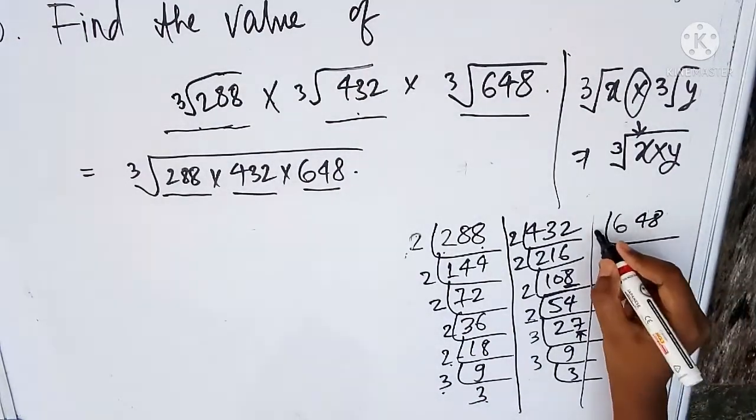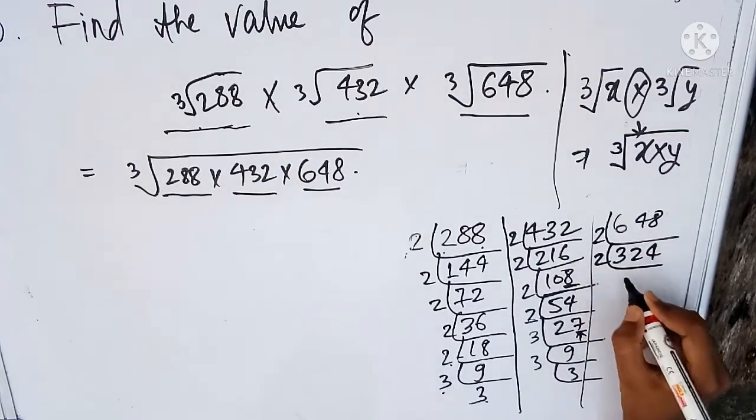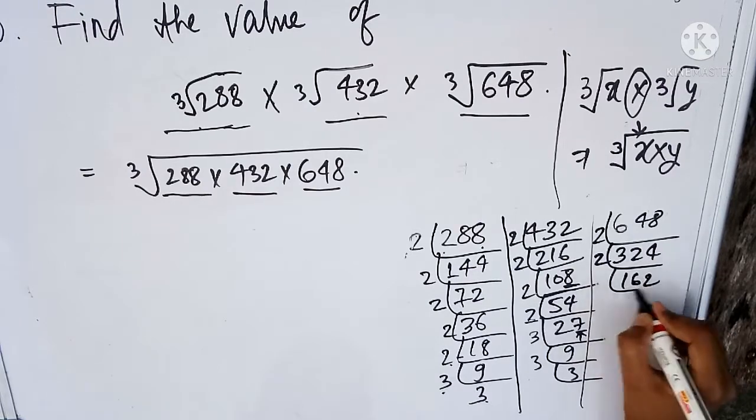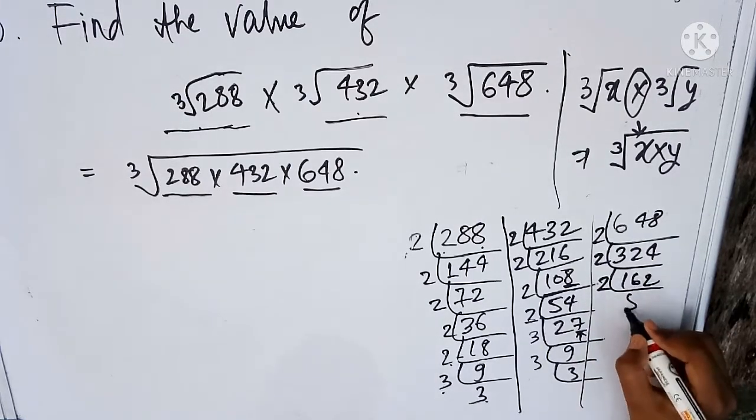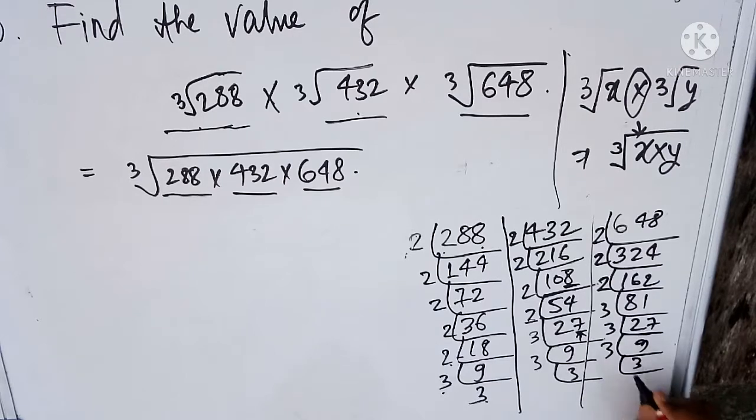So this can be written as 2 multiplied by 324. Here we have 2 multiplied by 162. Next is 2 multiplied by 81. Now here we have 3 multiplied by 27, and again 3 multiplied by 9 and 3 multiplied by 3. So one by one we will write all this factorization to find the cube root.